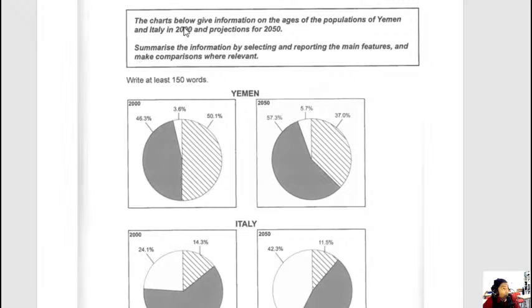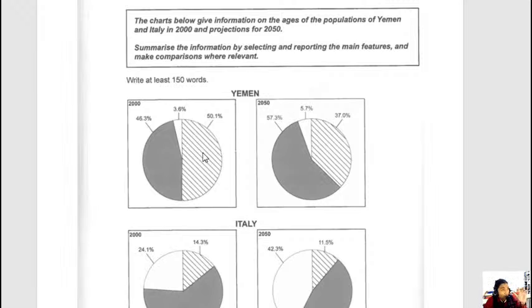So let's go. The chart below gives information on the ages of the population of Yemen and Italy in 2000 and projections for 2050. So who knows what might happen in the future. Right, summarize the information by selecting and reporting the main features and make comparisons where relevant.